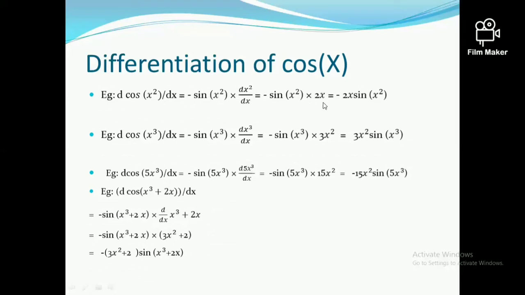Remember that in most situations, some students get confused and just multiply these two. It's not possible since this is sine x squared, not just x squared. Right. Then if you want to differentiate cos x cube, the answer is minus sine x cube into differentiation of x cube. Differentiation of x cube is 3x squared. So your final answer is minus 3x squared sine x cube.